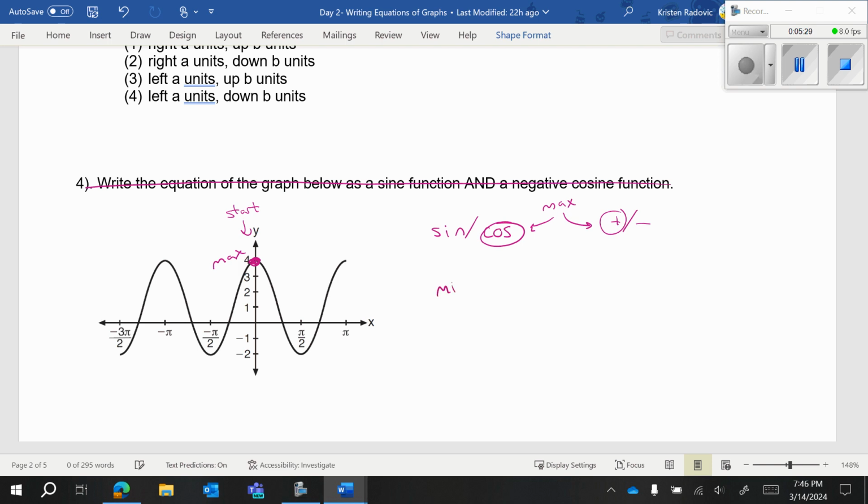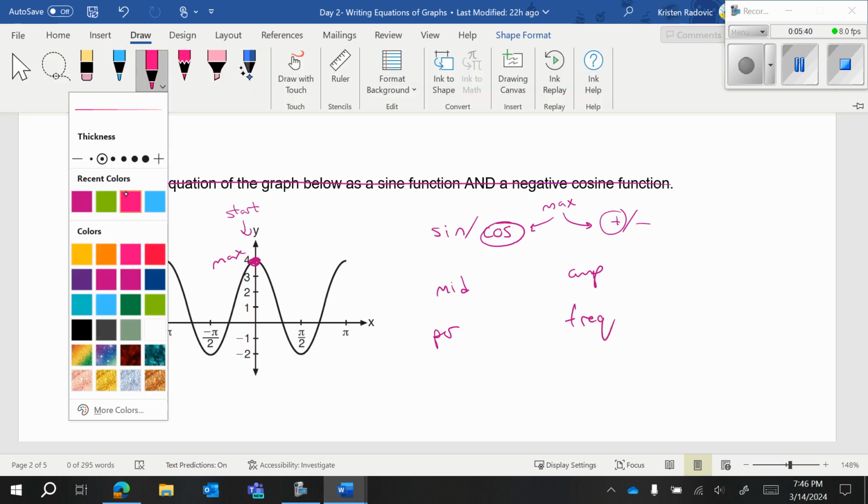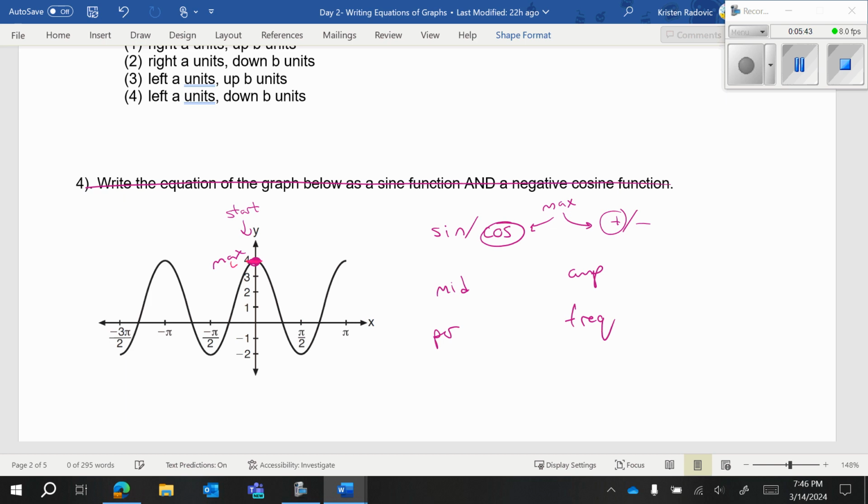Now you need your midline, your amplitude, your period, and your frequency. So let's find out. We have a middle. Our top is at 4, our bottom is at -2. What number is in the middle? Now, if you're stuck, take the average: 4 plus -2 over 2. You get a middle of 1.